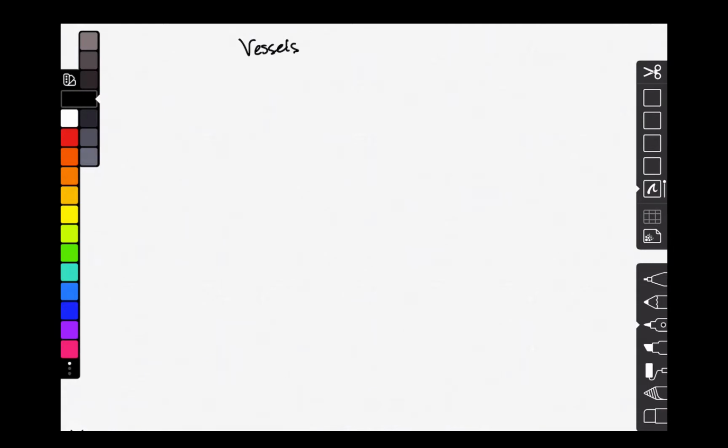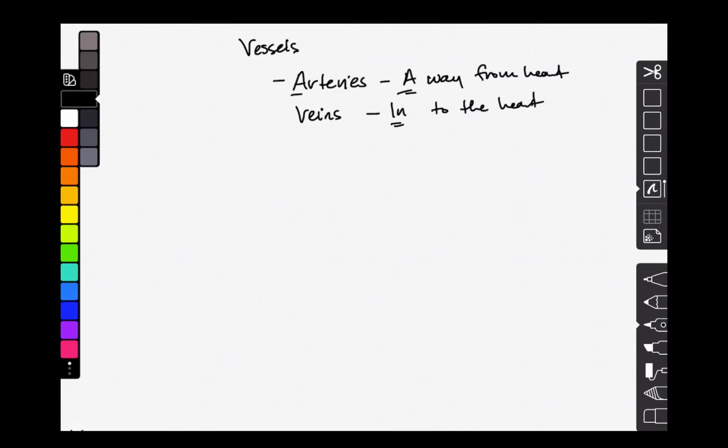So your main types of vessels, you've got arteries, and these take blood away from the heart. You have veins, and these put blood in to the heart. And you have capillaries. And these are between the arteries and veins. And they're the site of the diffusion of nutrients and other substances.